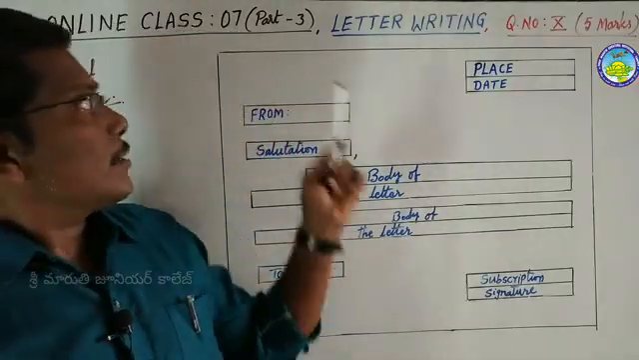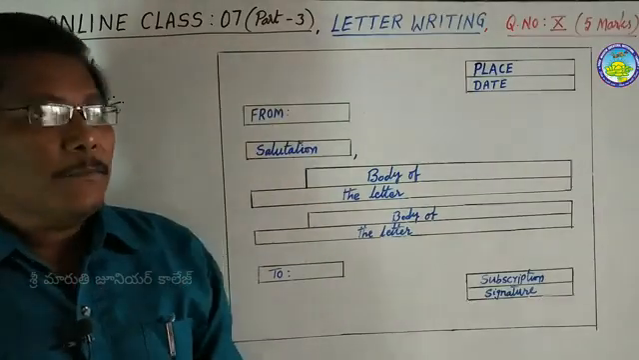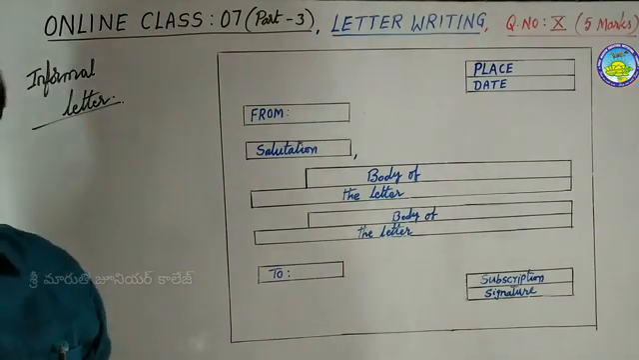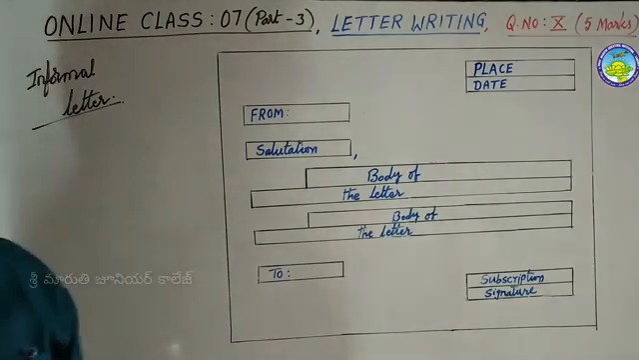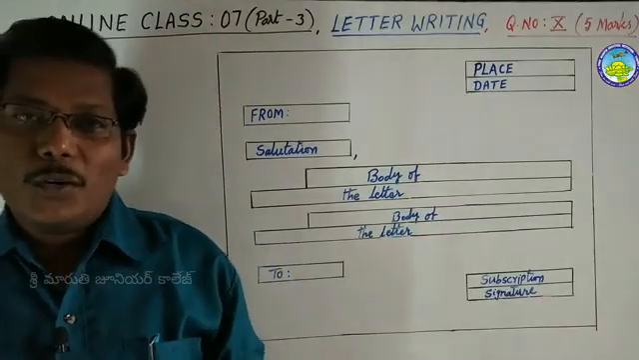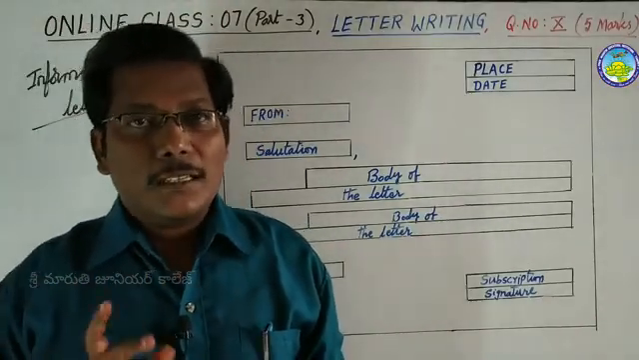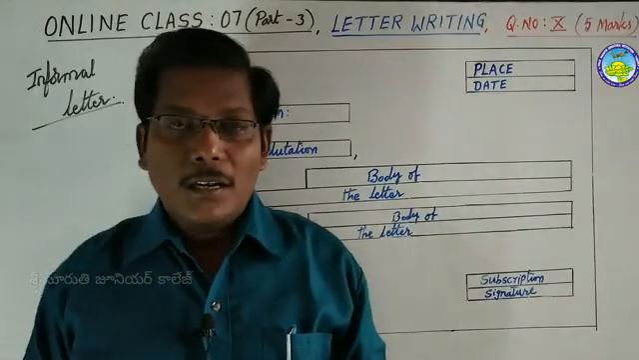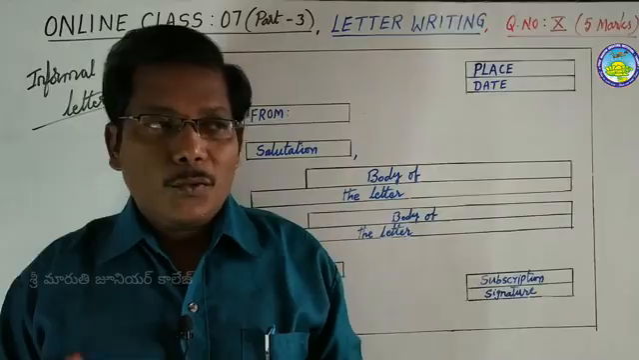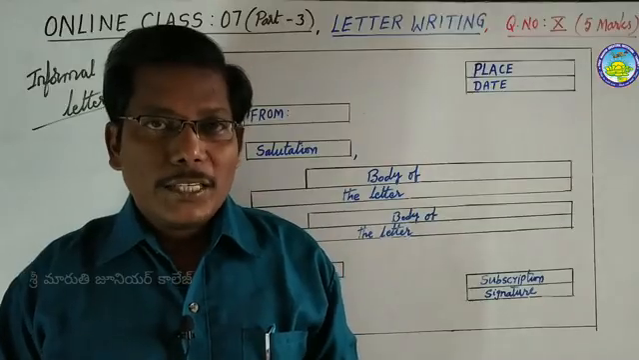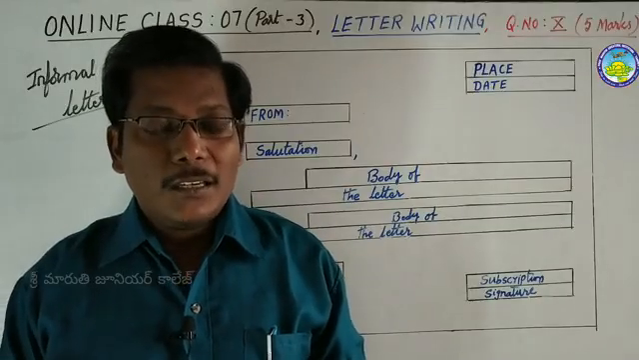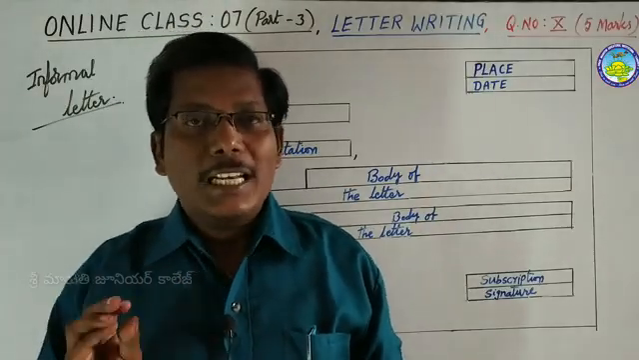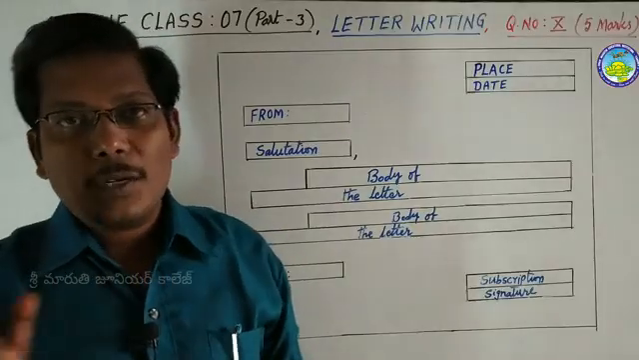And in this class number 7 part 3, let's see what is the format of an informal letter. I have already told you that format is nothing but the layout of the letter. That means where to write the from address, where to write the to address, what is the body of the letter and what is the salutation. All these details are called the format of the letter. Now in this class, let's see the format of an informal letter.